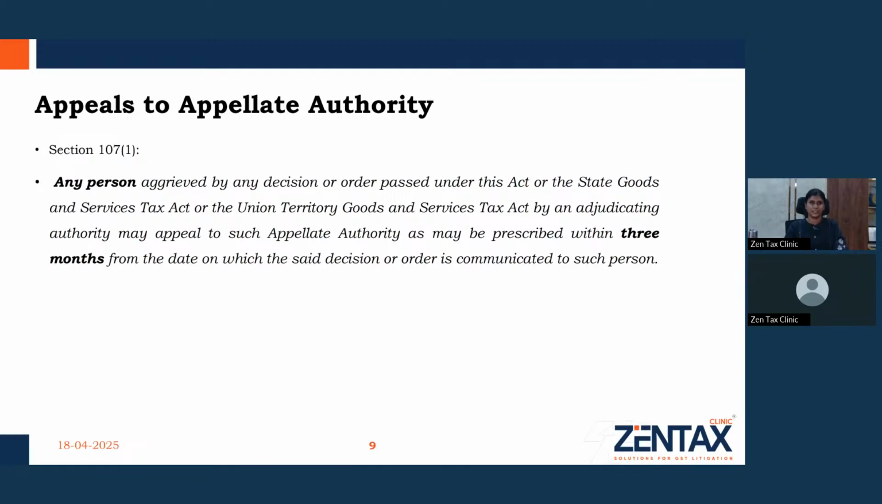From this section, we can clearly understand that any person aggrieved by any decision or order can file for appeal. So here they didn't mention only registered person can go for appeal. Even unregistered person can also file an appeal. Such appeal should be filed within a period of 3 months from the date on which the order is communicated. The date here is the date of communication of the order, not the date on which such order is issued. So we need to be very careful in determining the time period within which we file the appeal.